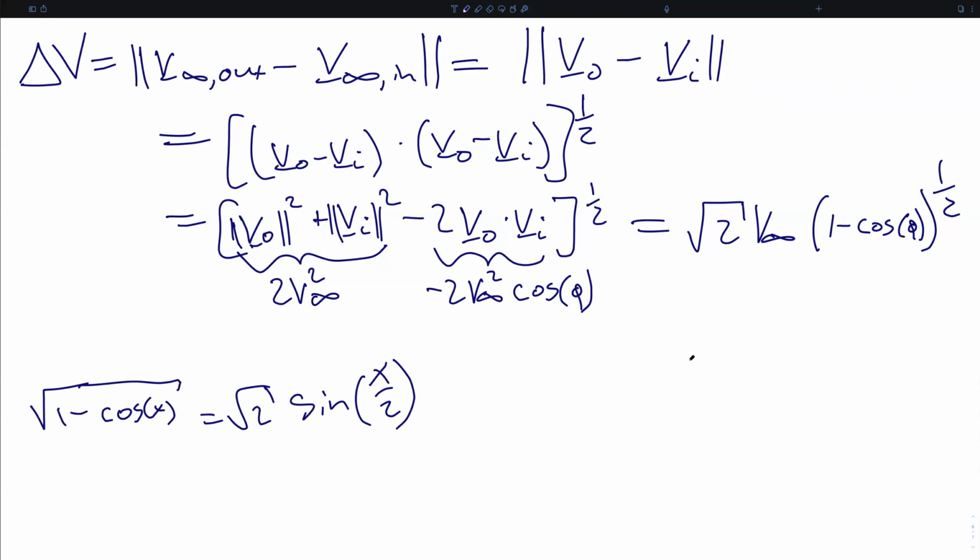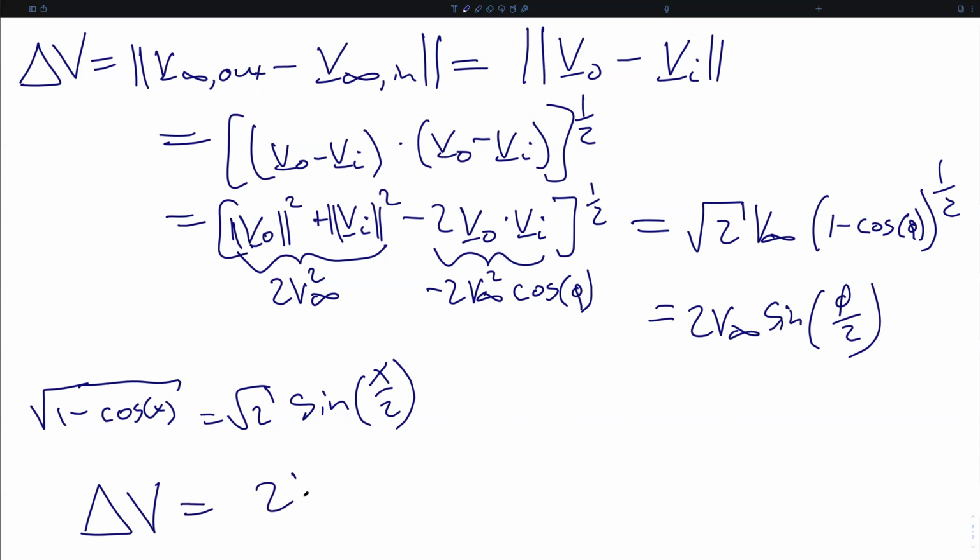What that means for us is that this expression is the same as twice the V infinity magnitude times sine of the turning angle divided by 2. And recalling that we can write this sine phi over 2 in terms of V infinity and the periapse distance, the entire delta V expression for the heliocentric velocity change due to the flyby becomes 2 V infinity over the quantity 1 plus periapse radius times V infinity squared over mu.